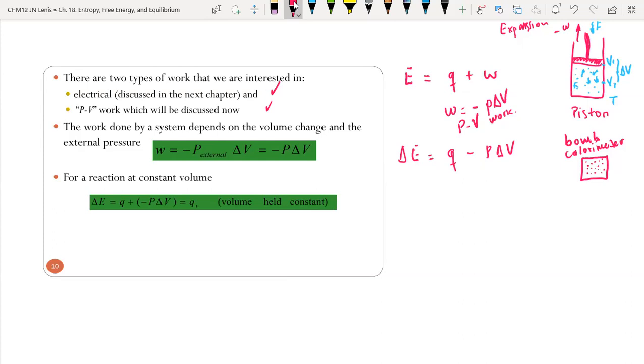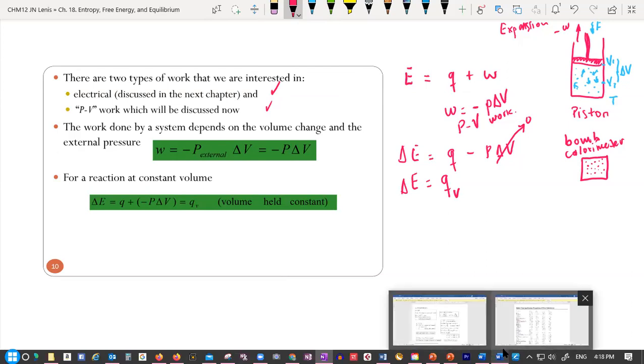And what happens to delta V? Since walls are fixed, delta V is 0. There's no change in volume here. So this expression becomes 0. That means all the energy is transferred as heat. And that's what we say: the heat measured at constant volume, like in a bomb calorimeter.